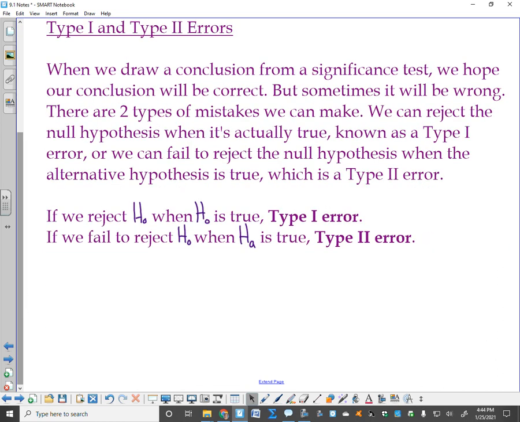When we draw a conclusion from a significance test, we hope our conclusion will be correct, but sometimes it's going to be wrong. There are two types of mistakes we can make. We can reject the null when it's actually true. That's known as a type 1 error. Or we can fail to reject the null when the alternate is actually true, and that's a type 2 error. If we reject H sub O when H sub O is true, that's a type 1 error. If we fail to reject H sub O when H sub A is true, that's a type 2 error. And right now that sounds like gibberish.